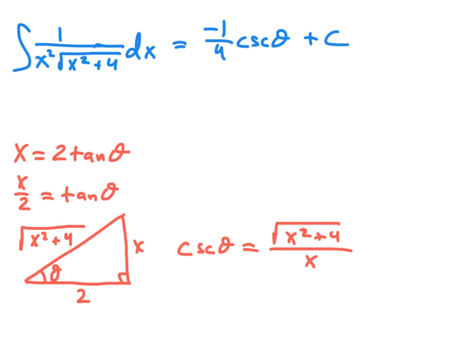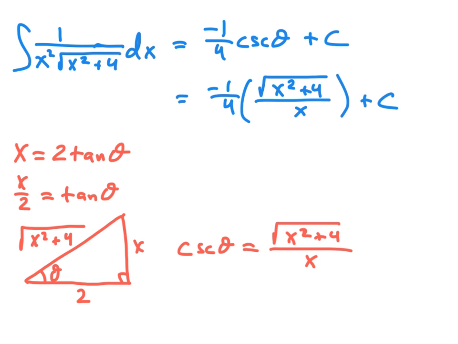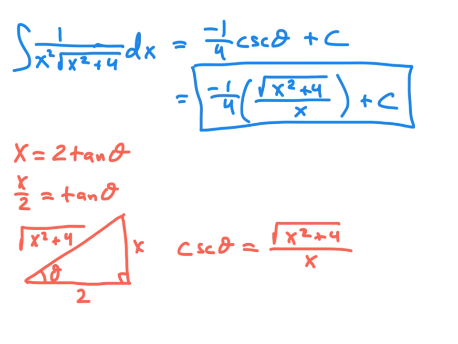And we can substitute this back into our original integral here. And we have -1/4 times the cosecant, which we just said was the square root of x² plus 4 over x, all plus c. And so this is one expression for our particular integral. We have -1/4 times the quantity of square root x² plus 4 all over x plus our arbitrary constant c.